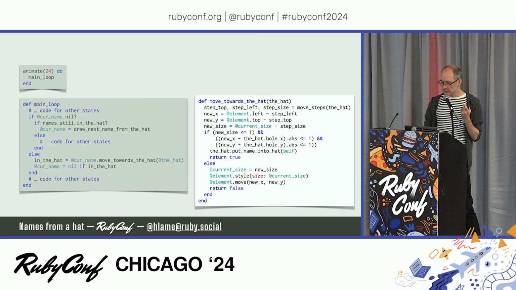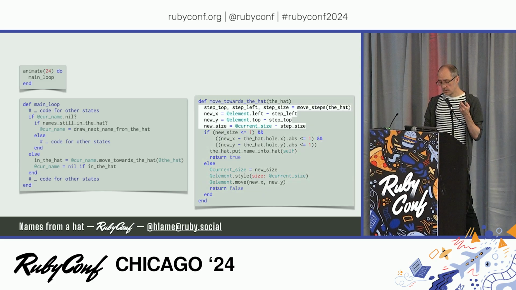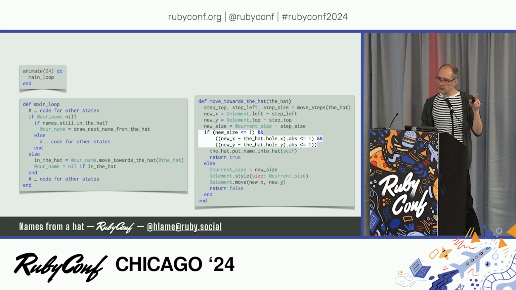So how do we move things into the hat? Well, we work out how much we need to move the name each frame in X, Y, and size. Then we ask, if we did move it, would it be in the hole at the top of the hat? If so, we put the name into the hat and then return true to say, this name is in the hat. If not, we resize and move the element and return false to say, this name is not in the hat.